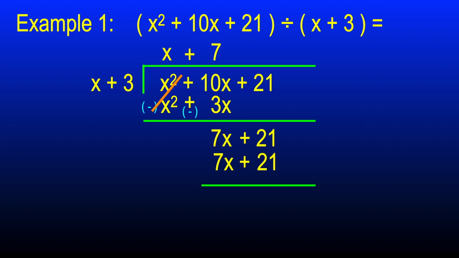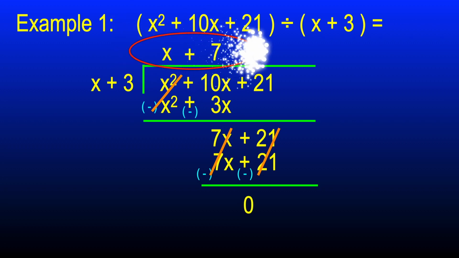And then, subtract. Change the sign. Ayan. So, 0 na yan. Pati yung 21 minus 21, 0 na yan. So, the difference is 0. So, the final answer is x plus 7. Pwede mong i-check yung sagot mo, no? So, i-multiply mo lang si quotient, yung x plus 7, and the divisor, yung x plus 3. I-multiply mo lang yan at babalik doon sa dividend, yung x squared plus 10x plus 21. Hindi ko na ipapakita. Kayo na lang mag-check.